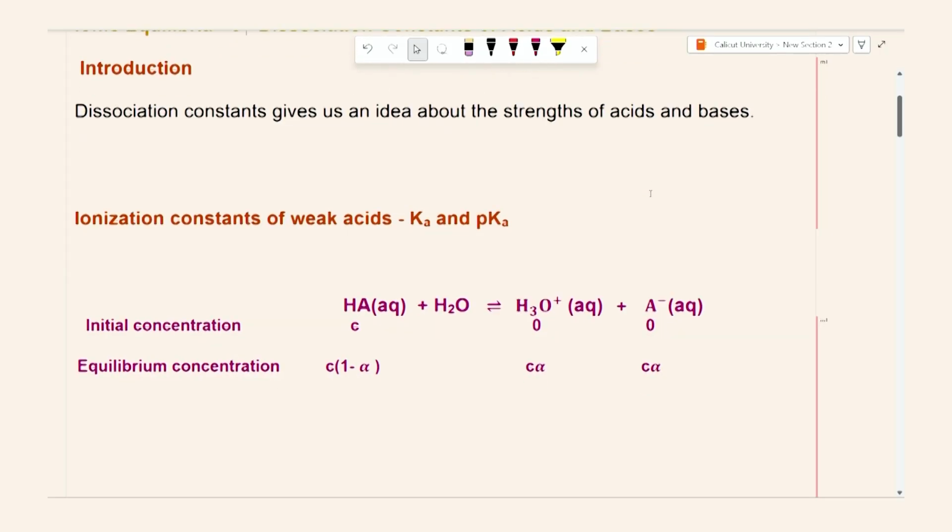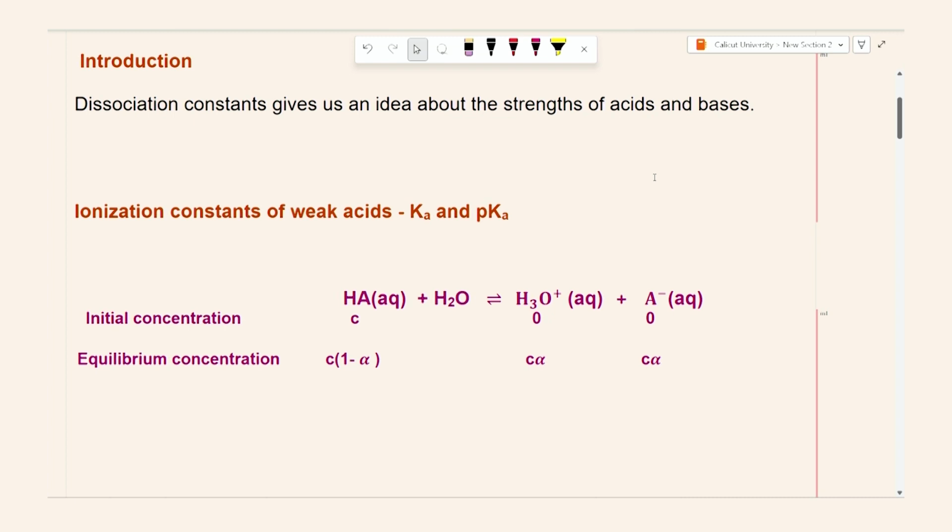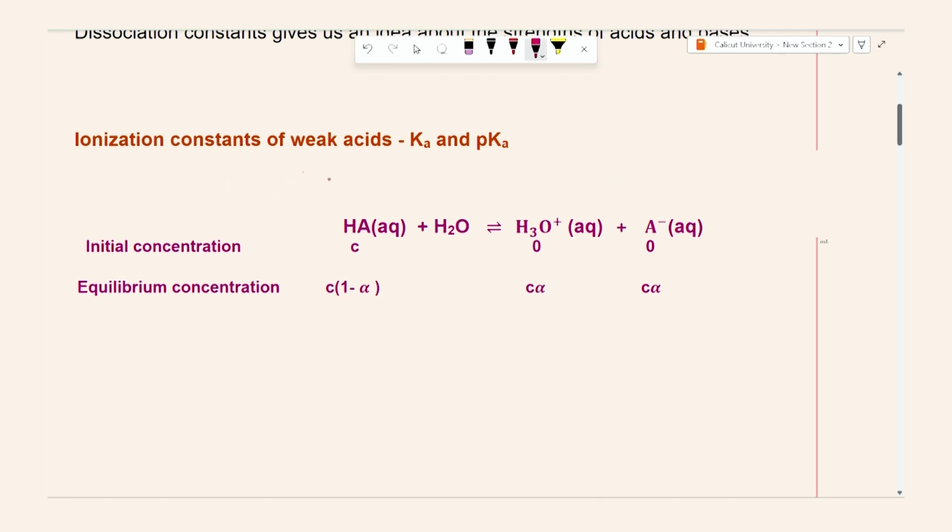Now, let us go for that. Ionization constants of weak acids and pKa. The ionization constant is represented as Ka, and pKa, as I have told you before, is the negative logarithm of the value of Ka. Let HA be taken as a weak acid, and this HA dissociates, in the presence of water, into H3O+ and A- as the anion. Now, let us consider the concentrations.